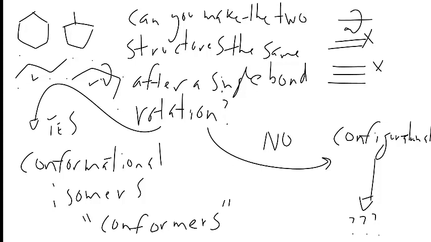However, if I rotate along this center bond here in the middle, I can make this one on the right end up looking like the one on the left, and as a result of that, I can make these two structures the same after a single bond rotation. The relationship between these two structures is conformational. And this also brings up another really, really important point.